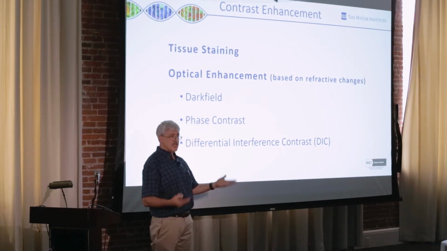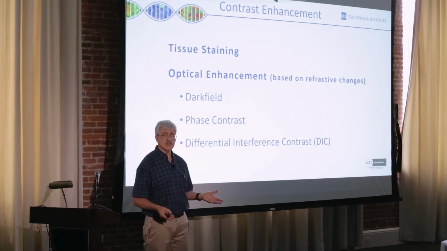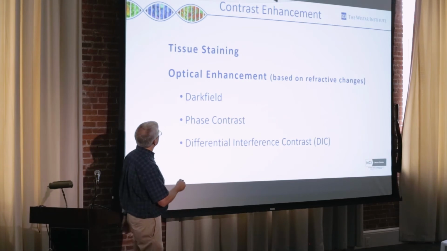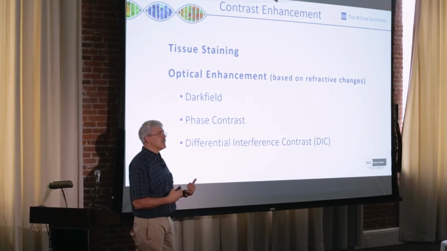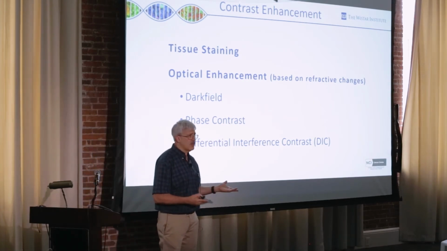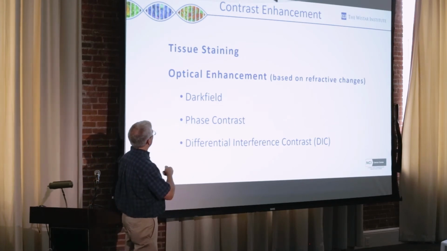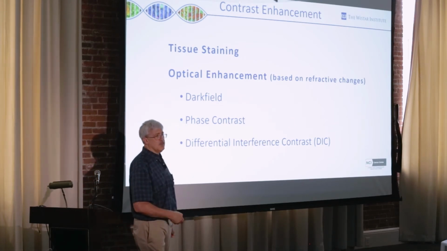So H&E, hematoxylin and eosin, is your basic color stain in pathology, right? And that's what a lot of these slides are going to be. So tissue staining gives us color. Now H&E isn't the only stain. There are other stains, so we can see specific things. There are also some optical enhancements that we can do.